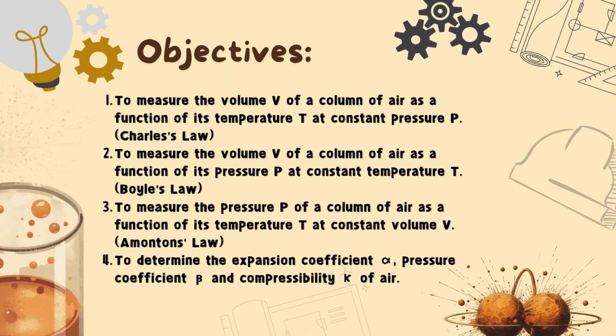Let us go through the objectives of these experiments. Firstly, to measure the volume of a current of air as a function of its temperature at constant pressure, Charles' law. Secondly, to measure the volume of a current of air as a function of its pressure at constant temperature, Boyle's law. Thirdly, to measure the pressure of a current of air as a function of its temperature at constant volume, Amonton's law. Lastly, to determine the expansion coefficient alpha, the pressure coefficient beta, and the compressibility kappa of air.